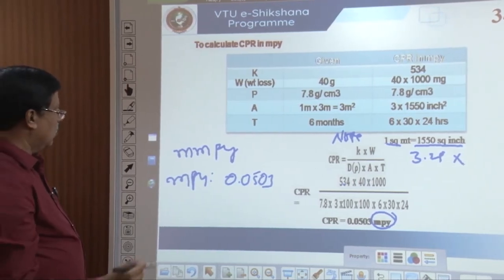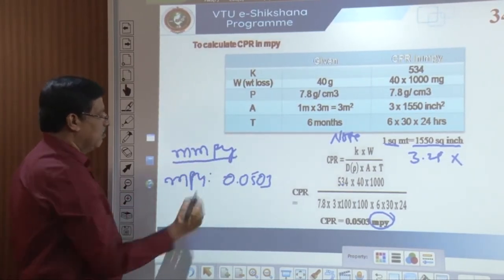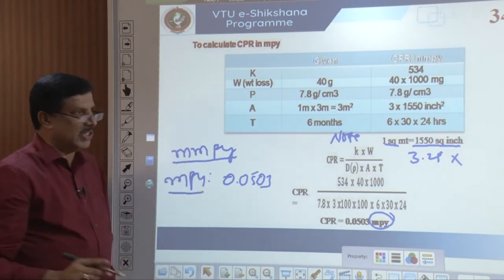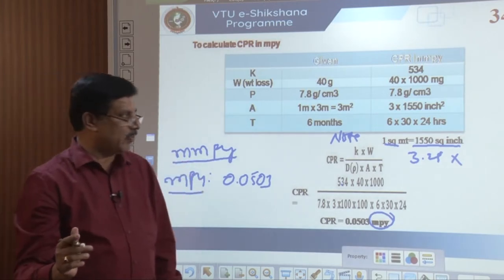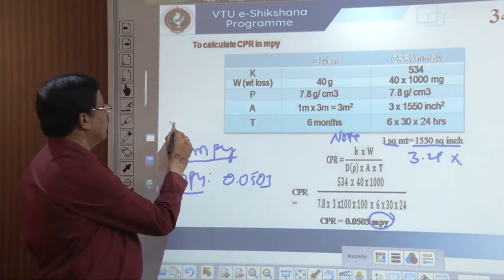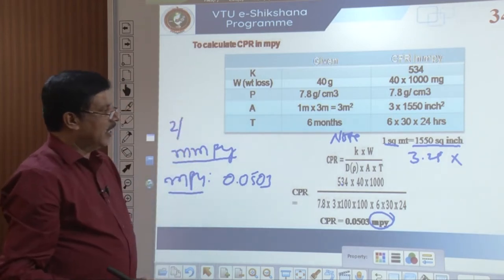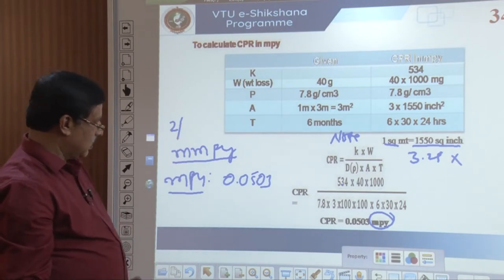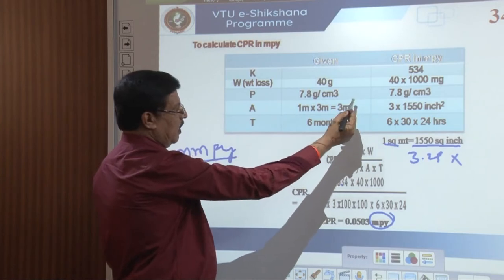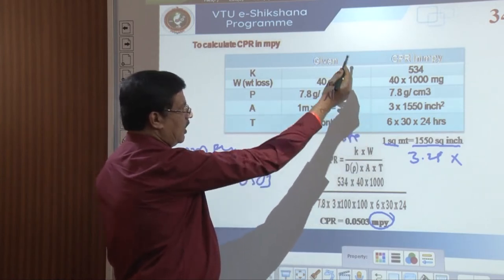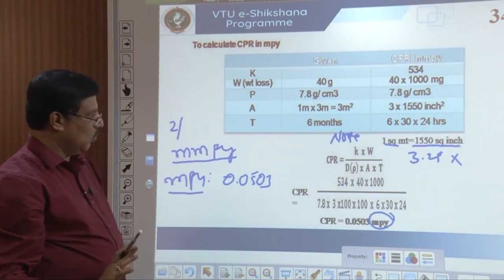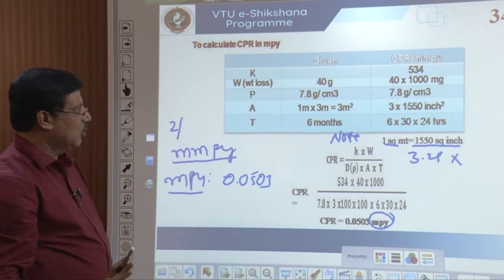Okay. So now you have to calculate both millimeter per year and mils per year. We don't know whether they are going to ask this question in the main examination. That's why it is better to do it both ways, so that you will get good marks. Only two things are different: one is centimeter and the other is inch. Then one more is the K value. Only two values are different. Otherwise, no problem for doing a simple numerical problem.